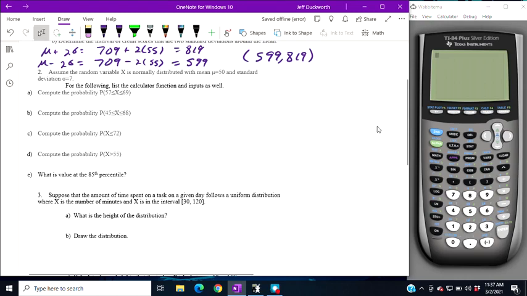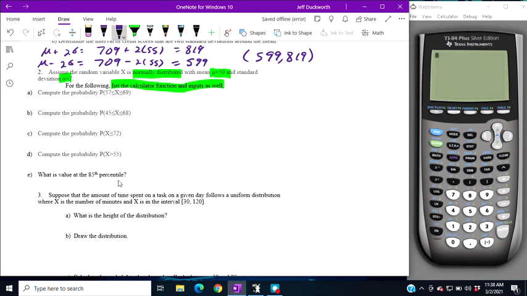Assume the random variable x is normally distributed. So we're given some information. We're given that it's normally distributed. We have a mean of 50, standard deviation of 7, and I've given both the words and the symbols there. And then this next bit, for the following, list the calculator function and the inputs as well. So in order to do this problem, you have to make sure that you're writing down the calculator function that you use, and I've got a calculator up right here.